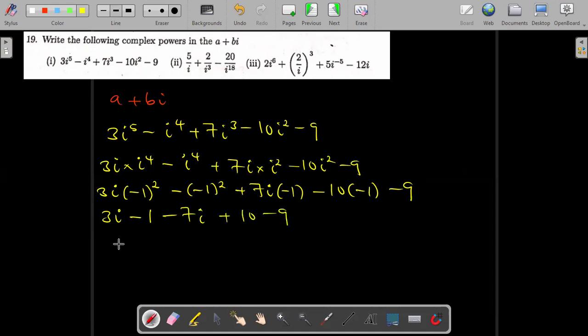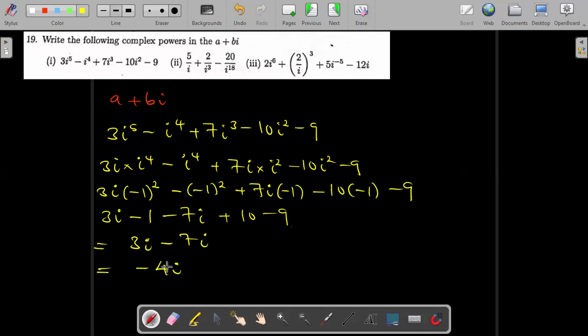So let's work this out. You can add this and that gives you negative 10. Then negative 10 plus that positive 10 gives you 0. And you just remain with 3i minus, okay, hope we've done this right, 3i minus 7i. Of course, we can easily work this out as well, and this here is going to give us negative 4i.